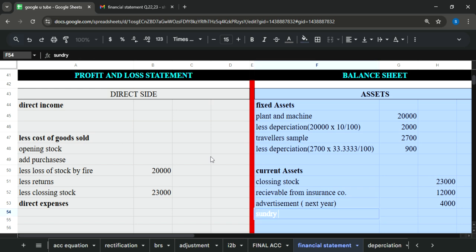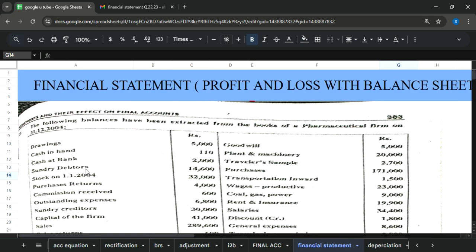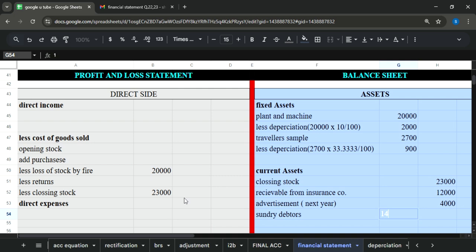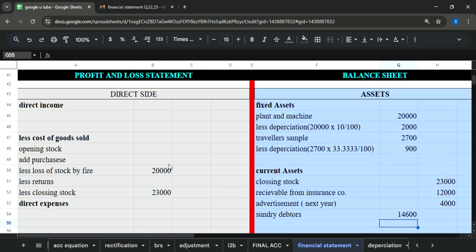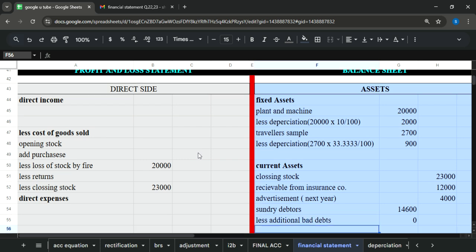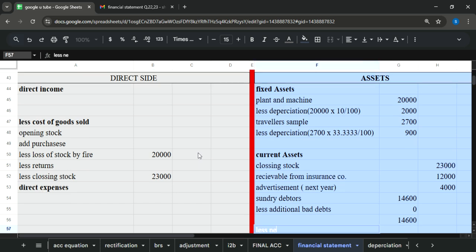So let's start from here. The first step was to write sundry debtors. Let's see how much the amount of sundry debtor is. There we have got the amount of sundry debtor as 14600, put it in front of here. We will now search for any additional bad debts. No, no other bad debts are present. This is bad debt provision, not bad debts. It means we have zero additional bad debt. These are not present in the question. They were supposed to be present in the adjustment, but they are not. After that, you will calculate the new provision.